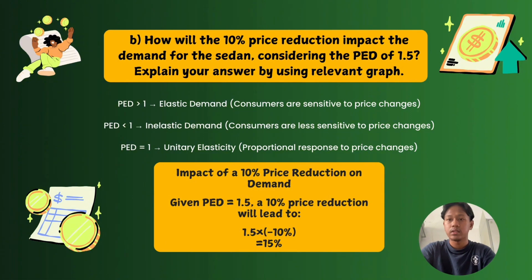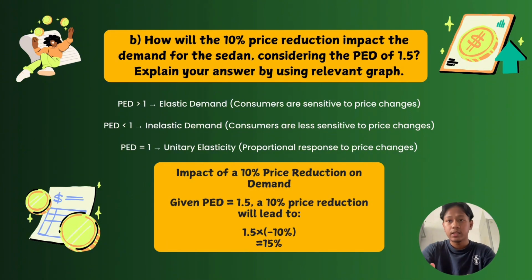The second one is when PED is less than 1, it shows an inelastic demand, which means that consumers are less sensitive to the change in price. When they are less sensitive to the change in price, even a big change in price will only affect a little bit of demand. And lastly, the third one is unitary demand, which means the PED is equal to 1, meaning that the change in price is proportional to the change in demand.